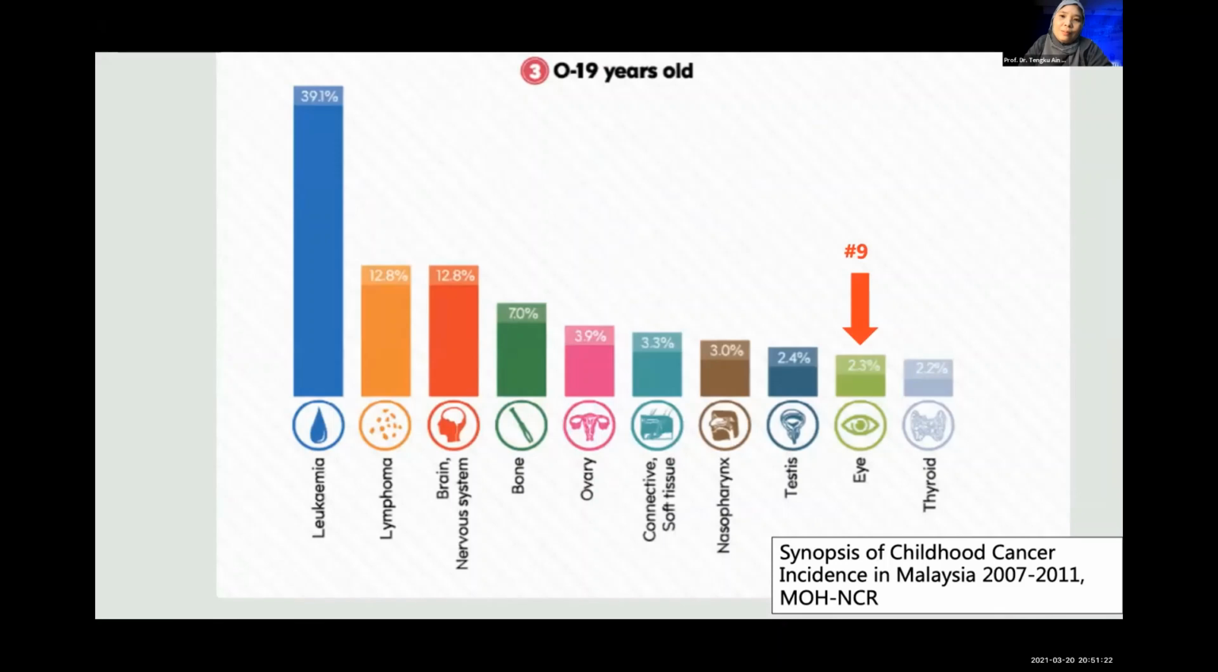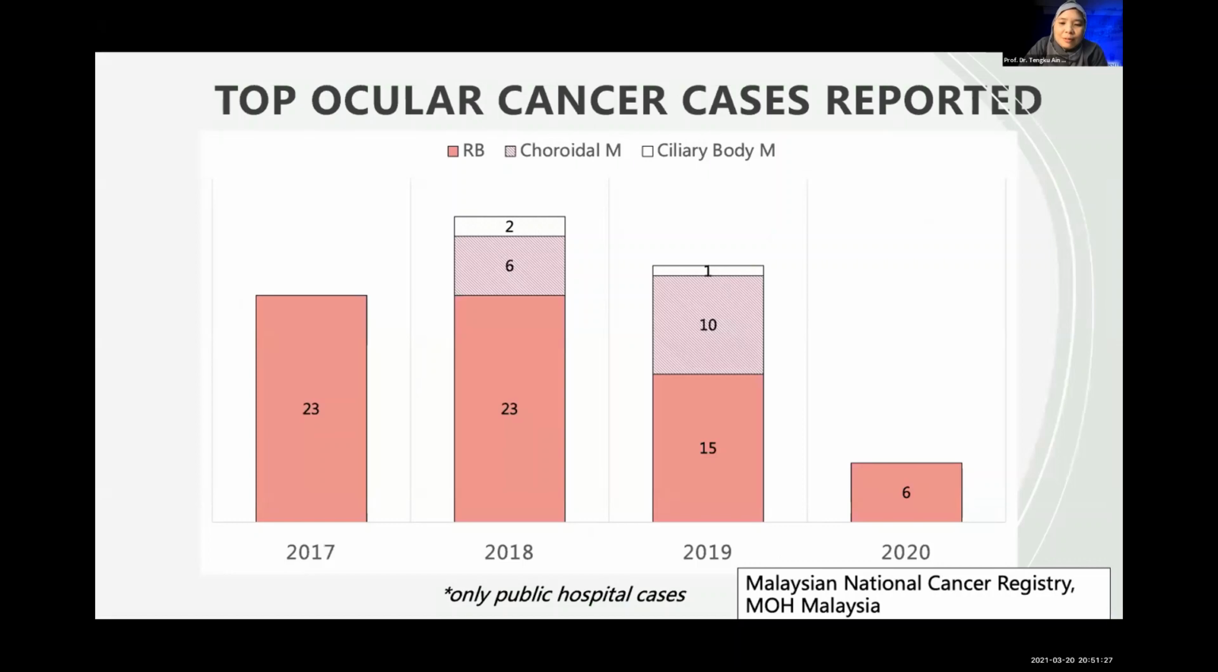This data is given to me courtesy of Dr. Roslin, Malaysian National Cancer Registry. Retinoblastoma makes up most of our top ocular cancers, in the range of 15 to 20 new cases per year. You can see the drop in 2020. I think this is a direct link to the movement restriction order due to the pandemic.